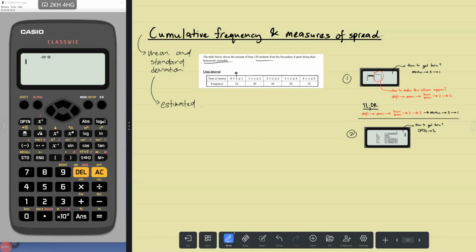So for example, 0 to 1, we take the middle value, it is 0.5. Next one here, you have 1.5, 2.5, 3.5, and of course 4.5. These middle values will be representative of how we will calculate our mean and standard deviation.